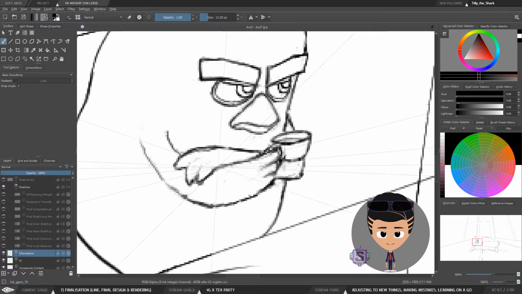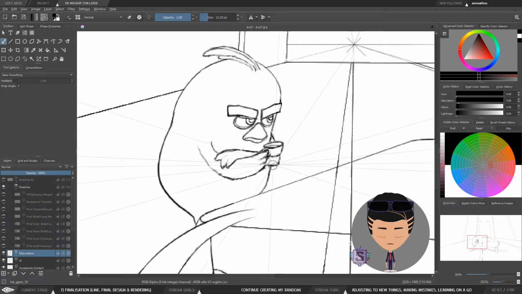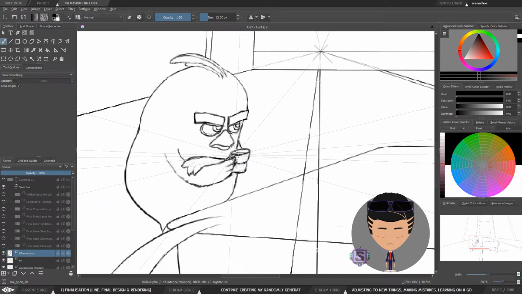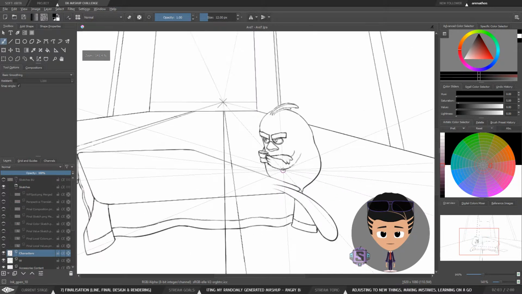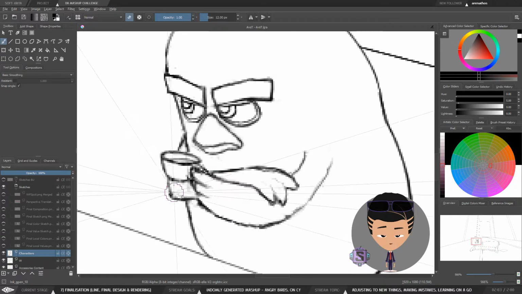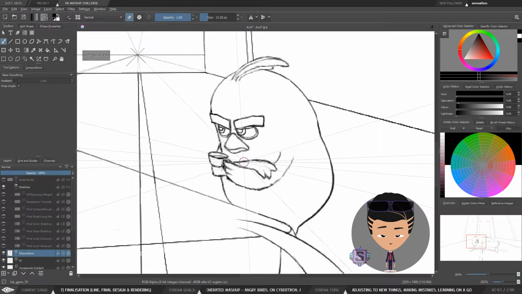Probably this part could be... It's going to be hard, not easy, to suggest that he's holding a cup with the wing, but I will do my best. Again, most problems we're going to solve in rendering stages. So yeah, that's what I talked about. The things that we're not going to solve in line will be solved in rendering.